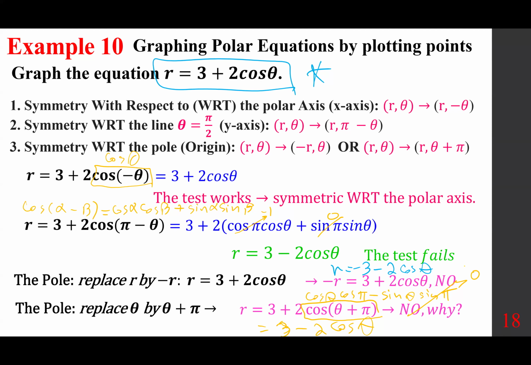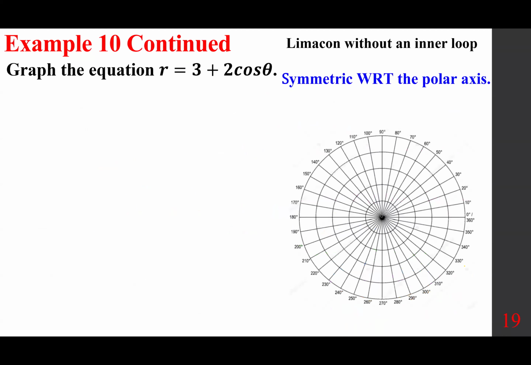All right. We're going to graph this, and we are going to use easy points. If I put 0 here, I get 2 times 1 plus 3 is 5. If I put pi over 6, it is 2 times square root of 3 over 2 plus 3.